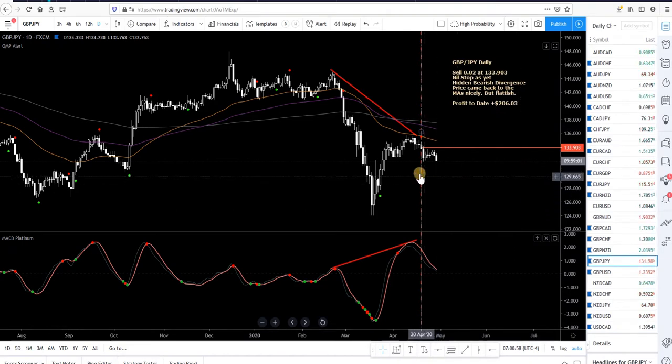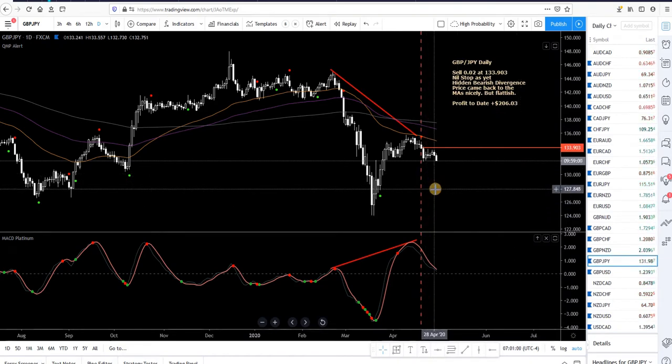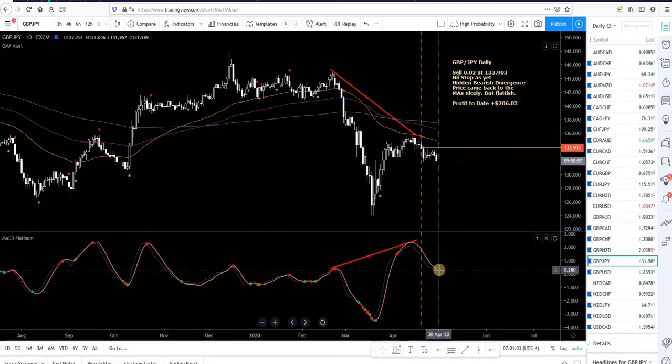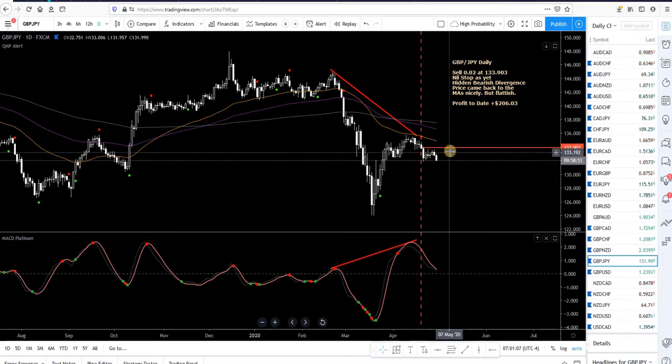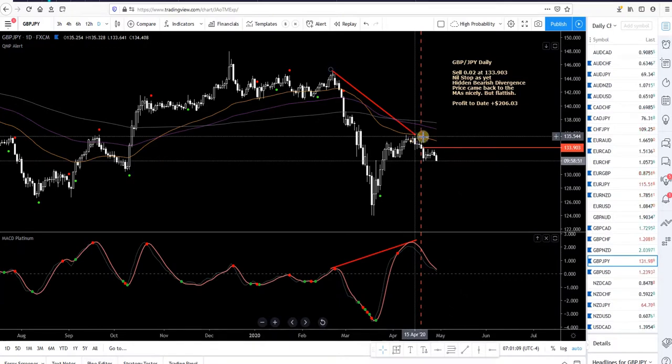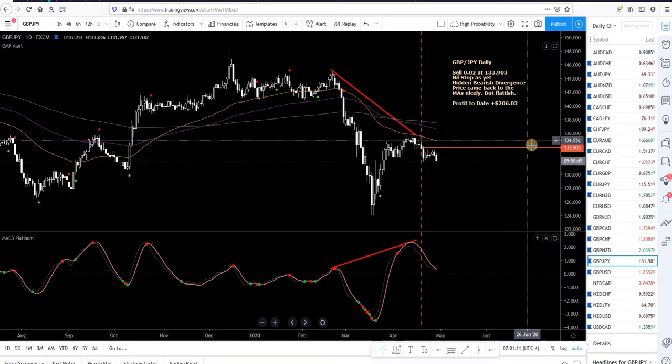Pound yen in a sell, which is good, going down nicely. MACD platinum's getting close to the zero level, but not close yet. Once it does, then that's when I start looking at taking some action based on hidden bearish divergence. No stop in place as yet.